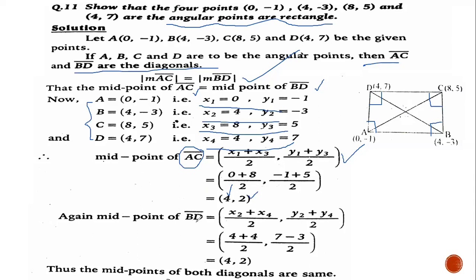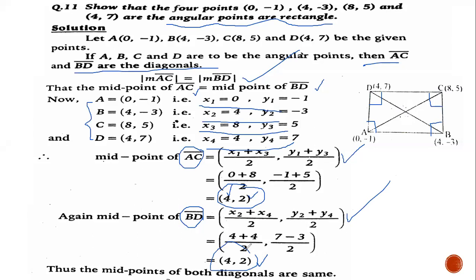Now the next diagonal BD, we will again find out its midpoint, and the midpoint formula for BD becomes sum of x component divided by 2, x2 plus x4 divided by 2, and sum of y component divided by 2, y2 plus y4 divided by 2. Substitute their values from the data, you get 4 plus 4 divided by 2, 7 minus 3 divided by 2. 4 plus 4, 8, 8 divided by 2 gives us 2, 7 minus 3, 4, 4 divided by 2, 2. You can easily see that midpoints of the diagonal are same.